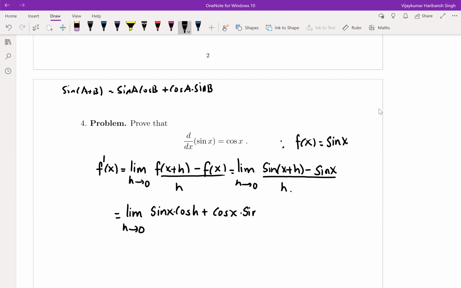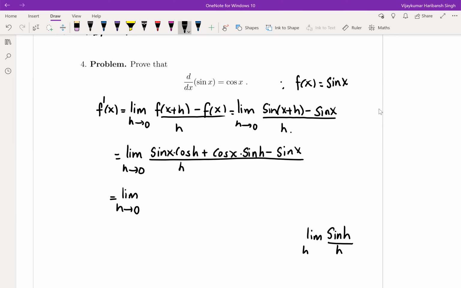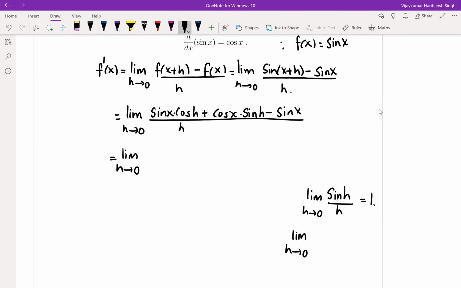Now, this is the limit as h goes to 0. Note that we discussed that the limit of sine h over h as h goes to 0 is 1. This limit you are supposed to know. We'll prove it later in more detail. The other one you need to know is the limit as h goes to 0 of cosine of h minus 1 over h, which equals 0. We can derive the second one from the first one. We'll see that in a minute.